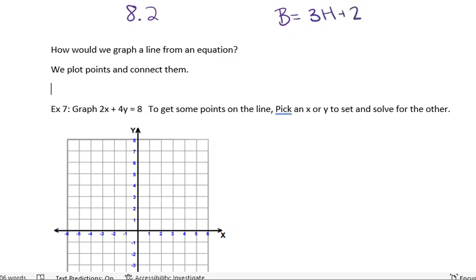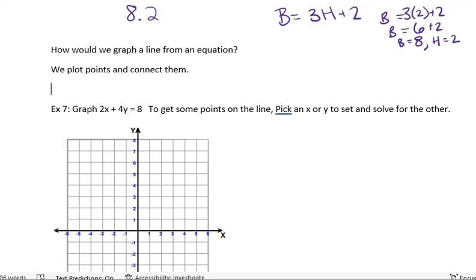And when we wanted to put a point on that graph, we said, well, what was the hours? Oh, let's put 2 hours in. So we'd say 3 times 2 plus 2 equals the bread. And that would be 6 plus 2 or 8. 8 for the bread when the hour was 2. So then we could plot the point 2 hours over and 8 breads up. And that's how we made that line.